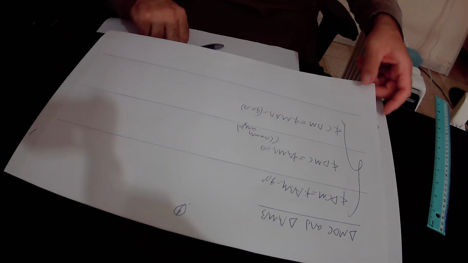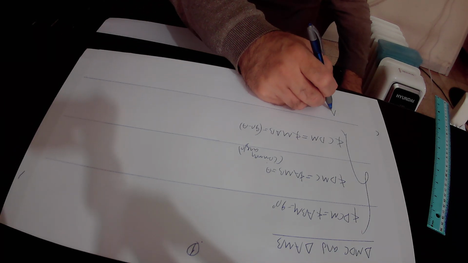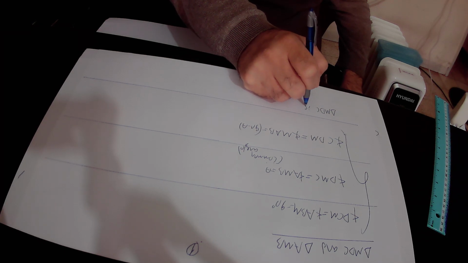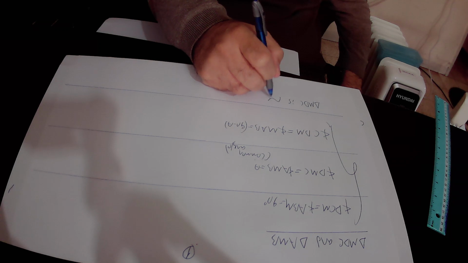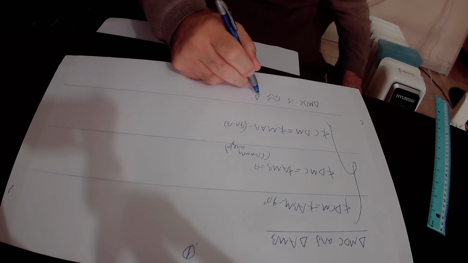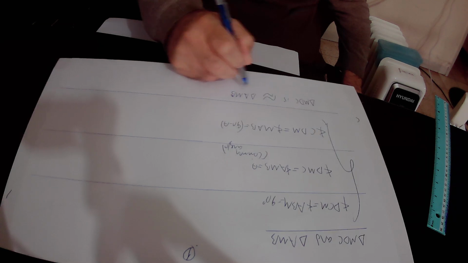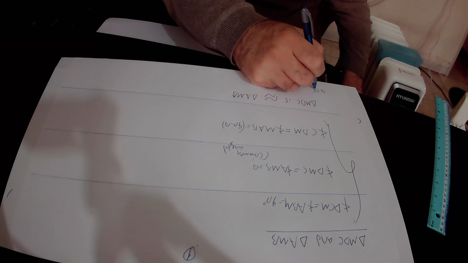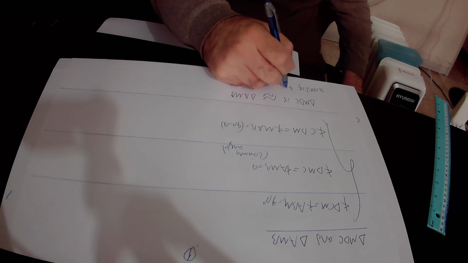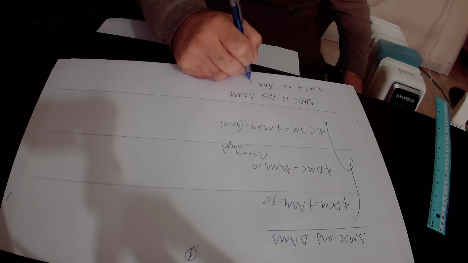I'll write it down. The big triangle MDC is similar to the small triangle AMB, according to the angle similarity rule.